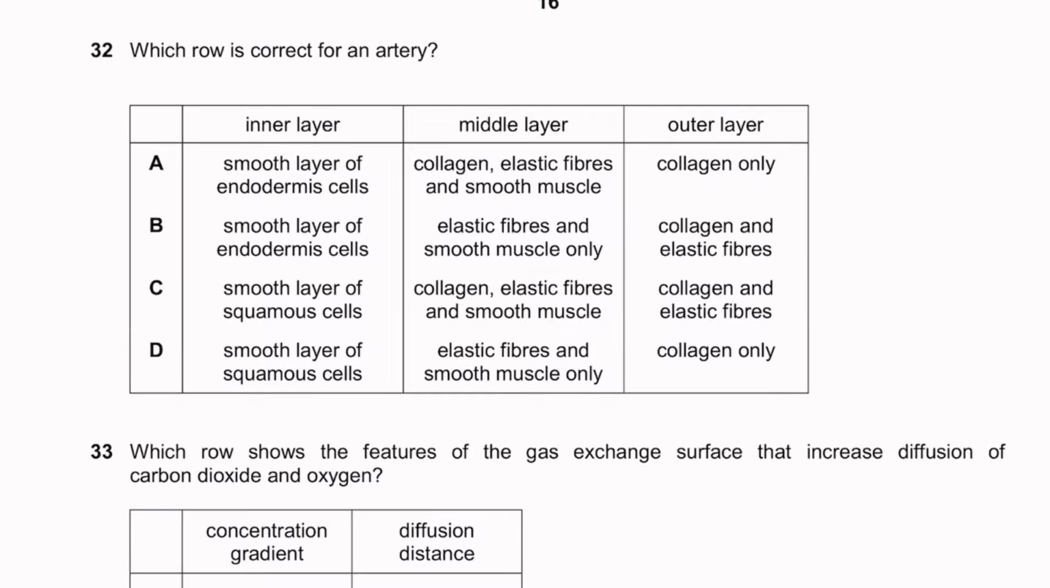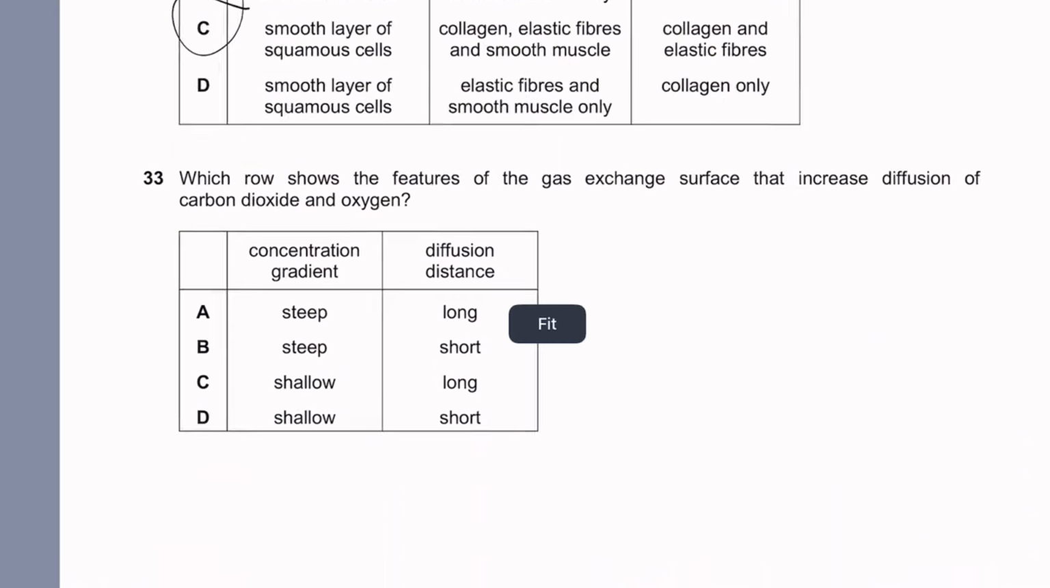Okay, middle layer is going to contain actually a little bit of collagen. Yes, okay, you could say that it does contain collagen. And then the outer layer is going to contain mostly just collagen. There's no muscles in the outer layer, so C is my answer. 33.